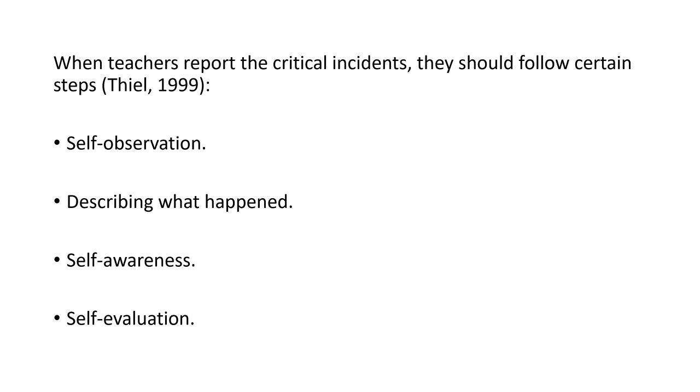When teachers report critical incidents, they should follow certain steps. The first step is self-observation. Teachers analyze critical incidents maybe by identifying all the significant and relevant events that occur in the classroom. The second one is describing what happened. This is the second step in preparing critical incident reports, where teachers write a detailed description of what actually happened in their classes.